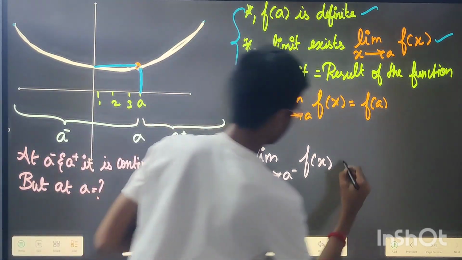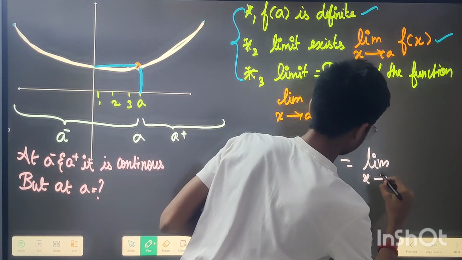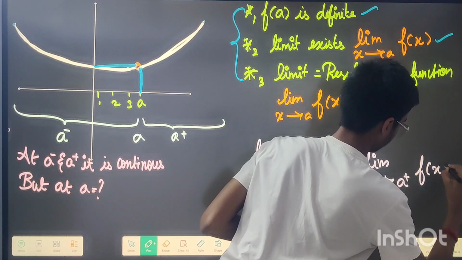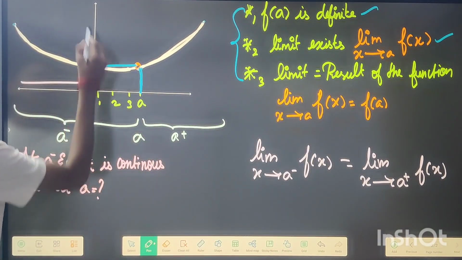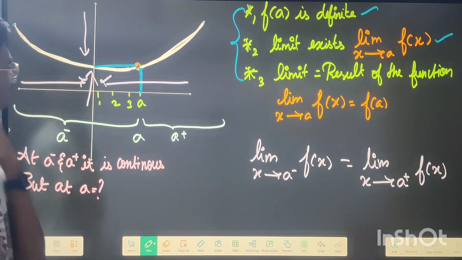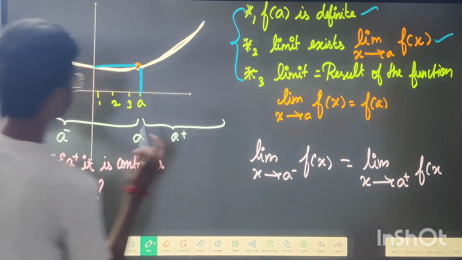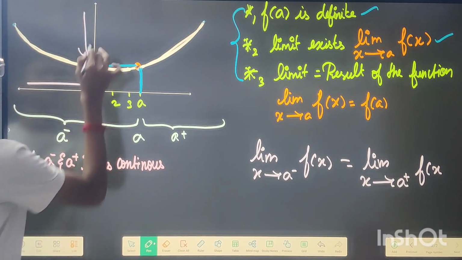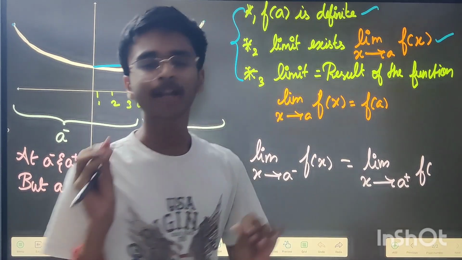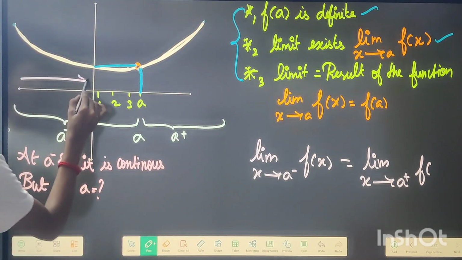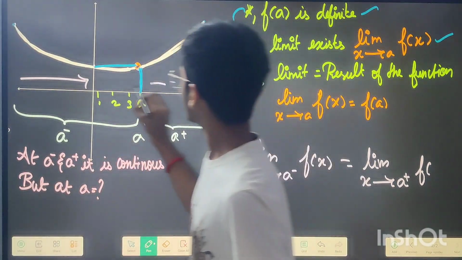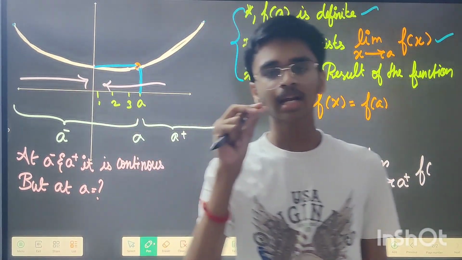So that means it should be equal to limit x tends to a plus of f of x. If you are giving values from this side, it should be coming like this, and if you are giving values from this side, it should be going like this. Actually, it need not be that if you come like this, it should come like this one. It can also come like this. It depends upon the function. The key point is that if you are coming like this, then this particular value has to be approached. If you are coming like this also, then this value has to be approached. That is the point.